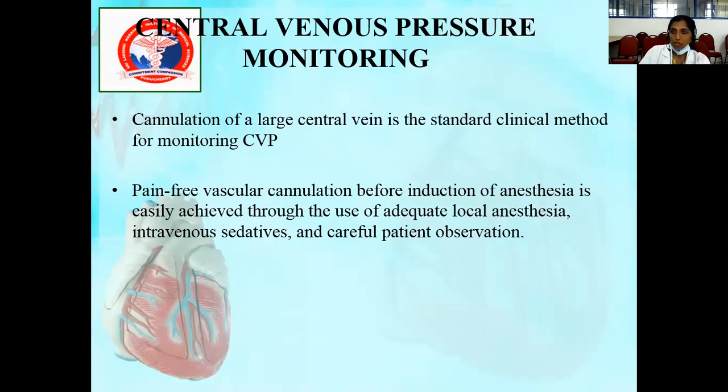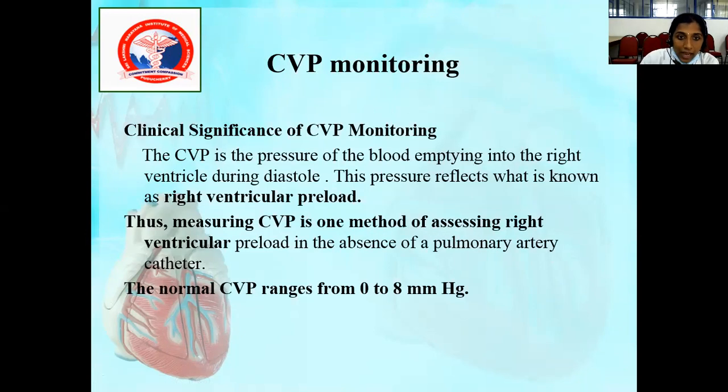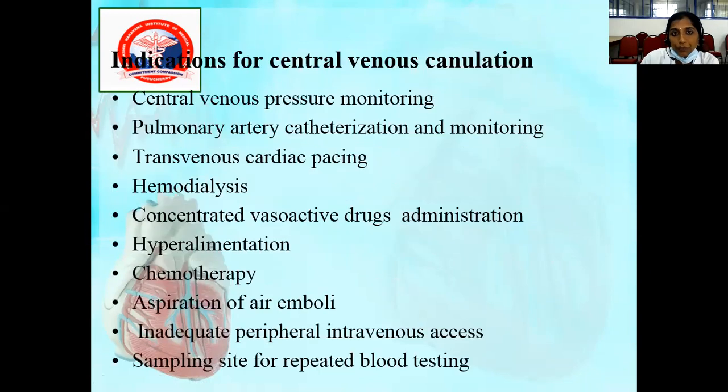Next is a little about CVP monitoring. CVP is basically central venous pressure monitoring. Sometimes when we are doing surgeries where we expect major hemodynamic shifts, like a laparotomy or a big hemoperitoneum, we need to know the central venous pressure. For that, commonly we use the IJV or the subclavian. We cannulate it with a CVP catheter, and we will have a tracing. The normal CVP value is 0 to 8 millimeters of mercury.